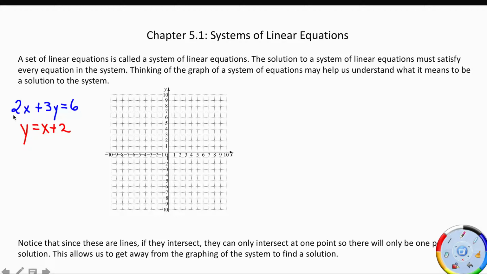This one's set up perfectly to graph using the intercept method. In other words, if x is 0, then y is 2. So there's 0, 2. If y is 0, x is 3. Once I have 2 points, I can hopefully draw a straight line through those 2 points. And what that means is every point on this line is a solution to this equation.